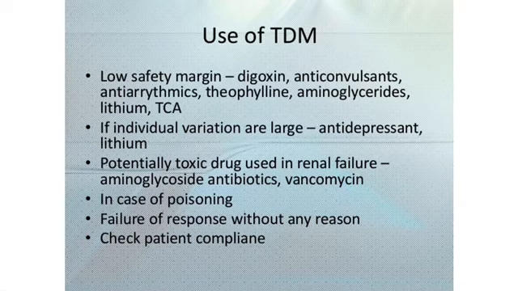Why do we have to monitor the therapeutic drug concentrations, the therapeutic drug parameters? Because some drugs have low safety margins such as digoxin, anticonvulsants, antiarrhythmics, theophylline, aminoglycosides, lithium, or yung mga tricyclic antidepressants. Basta yung mga may narrow therapeutic index. If individual variation are large, okay, lalo na sa mga binibigyan ng antidepressant and lithium.